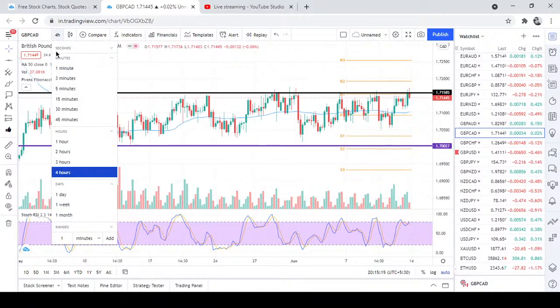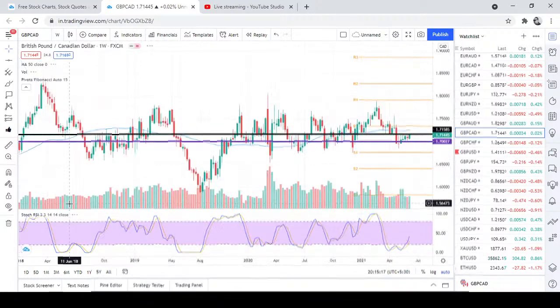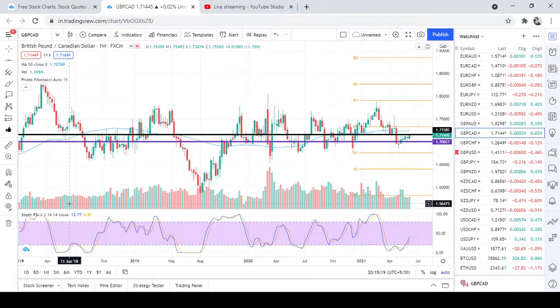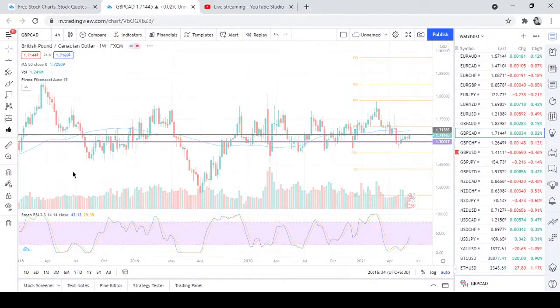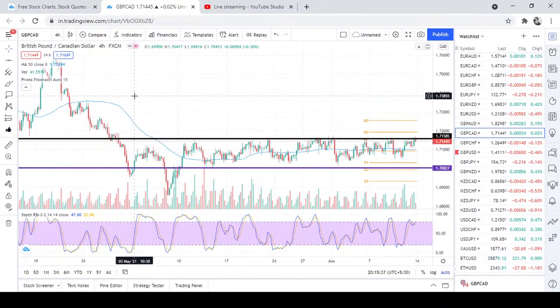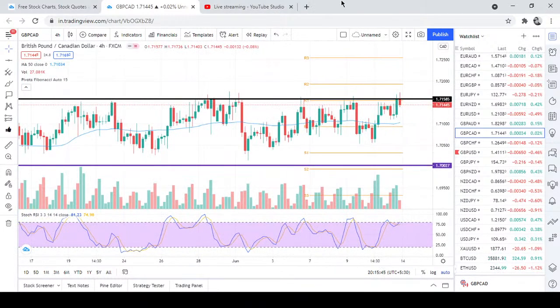Now let's look at the weekly time frame and see what it is telling us. The weekly time frame is also ugly. Apart from this ugly chart, we do not have any particular levels here. Overall, we can see that it was in a downtrend, so the best trading opportunity, there is no doubt about it, is this resistance level only.